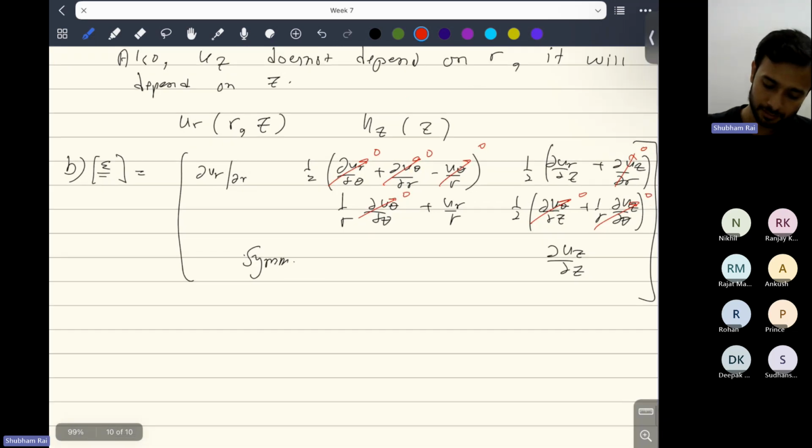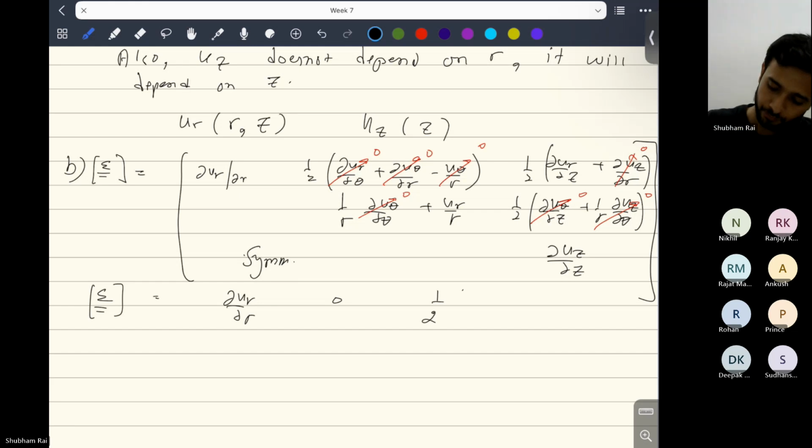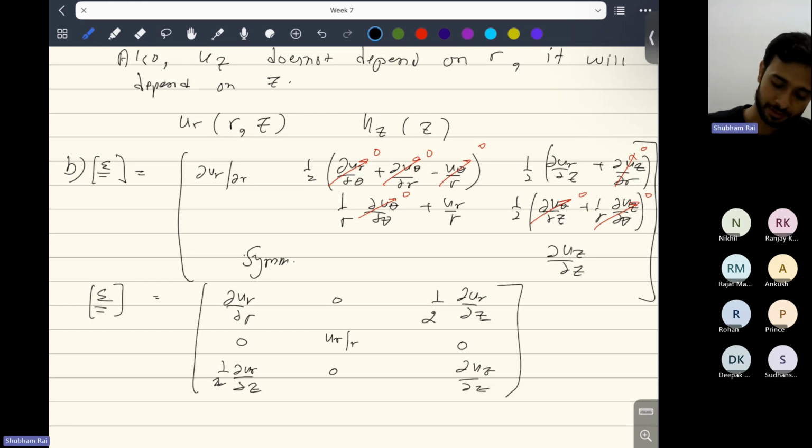Let me rewrite. You will be left with ∂u_r/∂r, 0, 1/2 ∂u_r/∂z, 0, u_r/r. This will also be 0. So this is symmetric, so this will be 1/2 ∂u_r/∂z. This will be 0, and then this will be ∂u_z/∂z. This is your strain matrix.